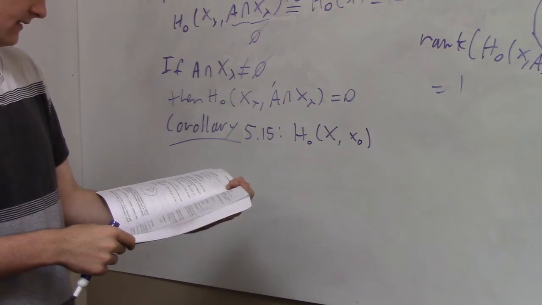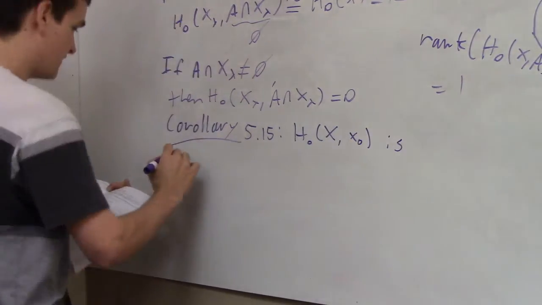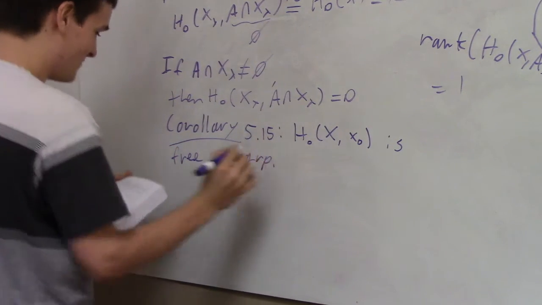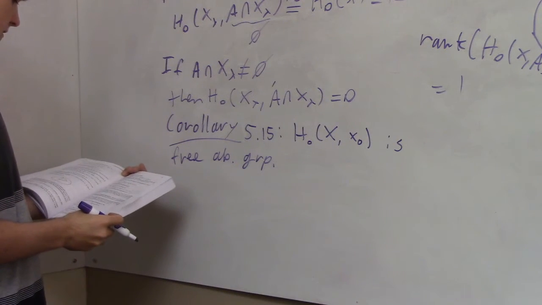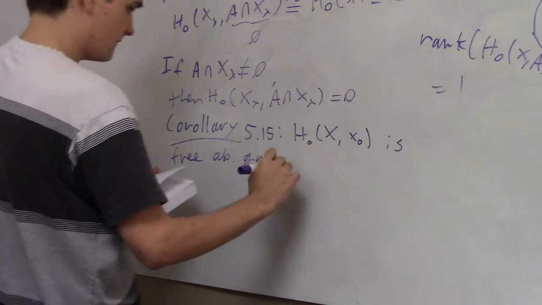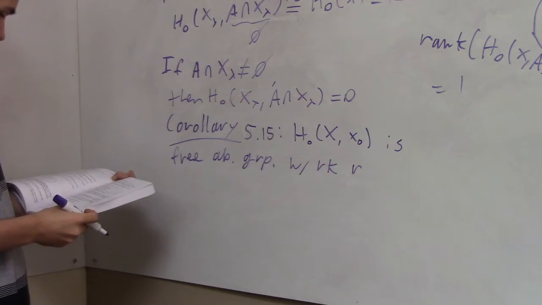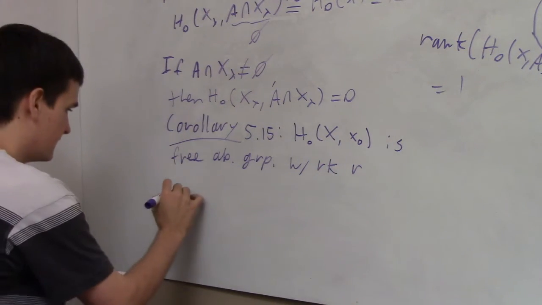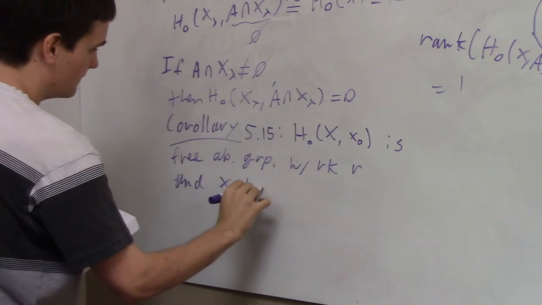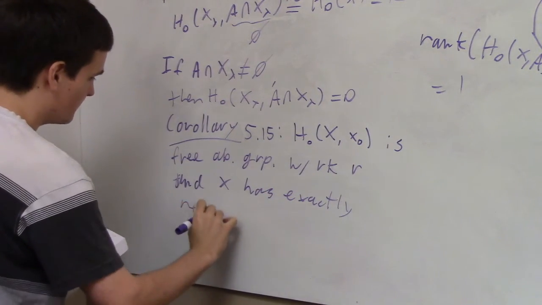So H_0 of X, x naught is a free abelian group of possibly infinite rank R, and X has exactly R plus 1 path components.